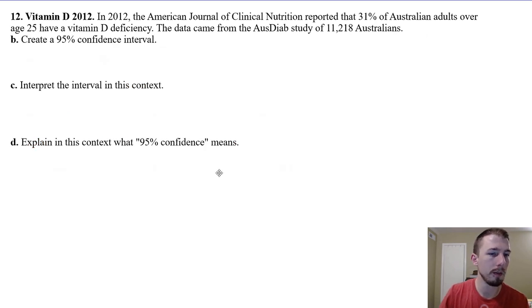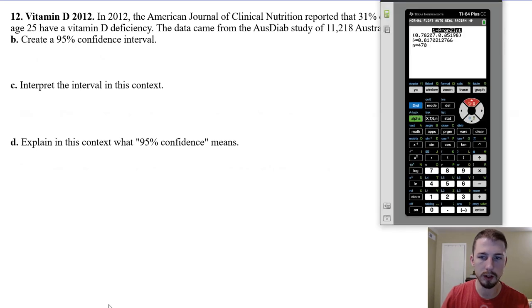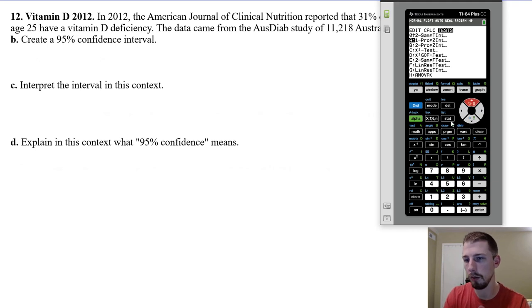Create a 95% confidence interval, so we're going to put this in our calculator. Again, we're going to go to stat, arrow to the right to calculate, towards the bottom, 1 proportion z interval. They gave us a proportion, so 31% times 11,218, and then that's a rounded number, so we need to go ahead and round it up because we can't have a decimal of a person, right? You don't have 0.58 of a person, no matter how much you don't like them, they're still a whole person.